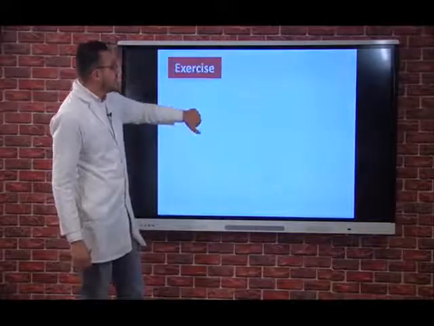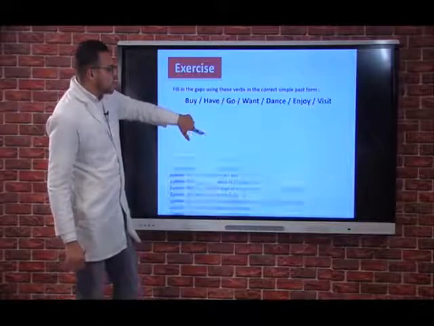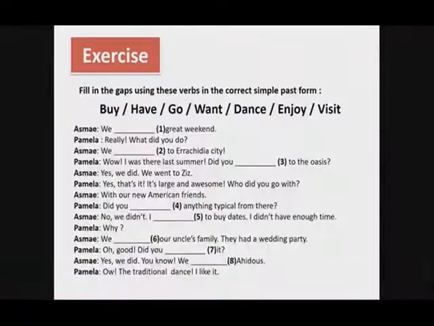So I need you to copy this exercise in your copybooks, okay? Take your time, copy this exercise and try to fill in the blanks with the right word in the correct tense, in the correct simple past form. It's a dialogue or conversation between Asma and Pamela, okay? So try to fill in the blanks. You have eight blanks or gaps using one of these verbs in the simple past form.